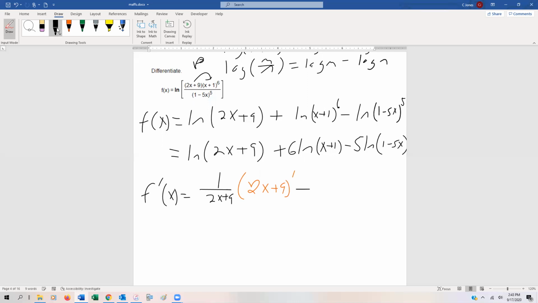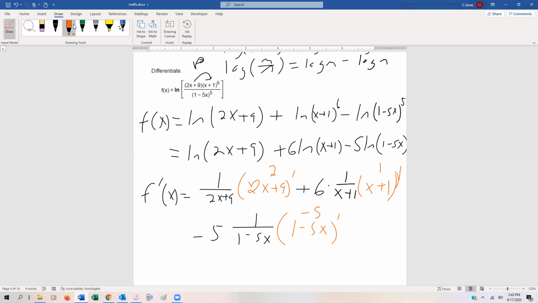We have our second term. We're going to have 6 times 1 over x plus 1, and then we're going to have to multiply by the derivative of x plus 1, again our chain rule. And then finally, we have that minus 5 ln of 1 minus 5x, so that's minus 5 times 1 over 1 minus 5x, and then we're going to multiply by the derivative of 1 minus 5x. We know the derivative of 2x plus 9 is 2. We know the derivative of x plus 1 is 1. We know the derivative of 1 minus 5x is negative 5.